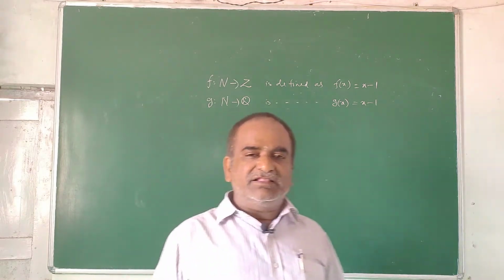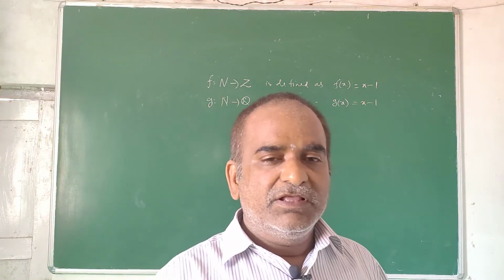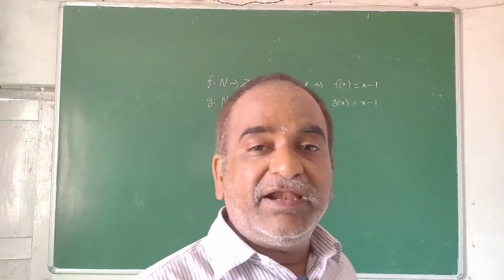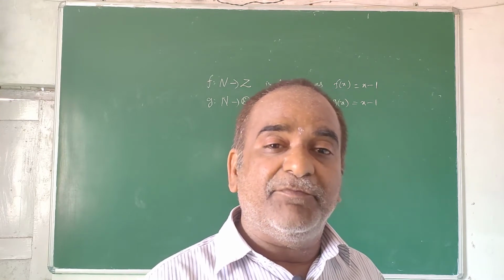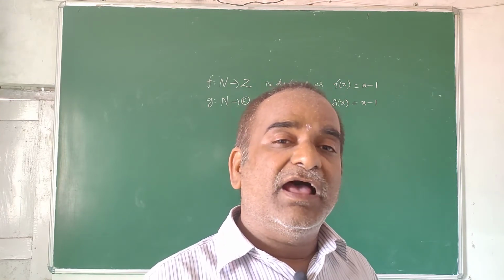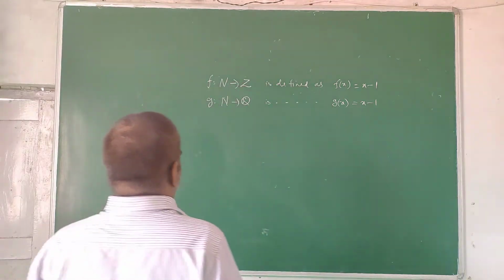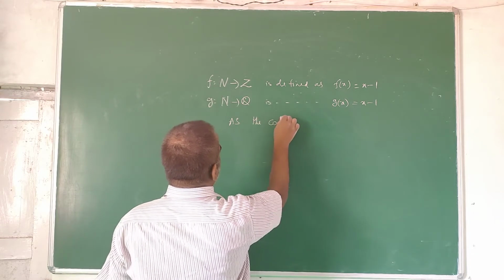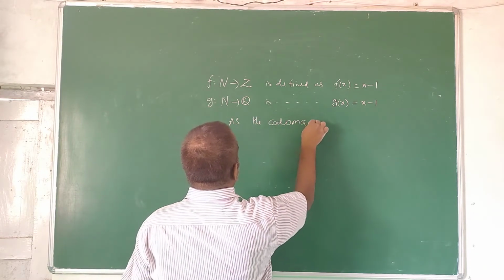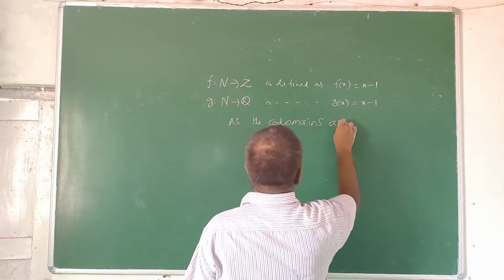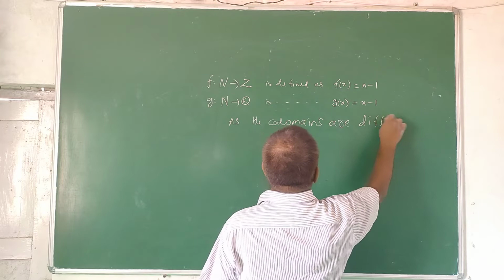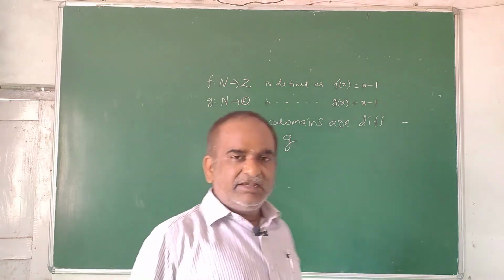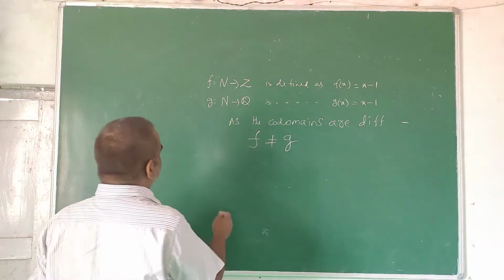Now can you say these functions are equal? No. Here the functions are not equal. What is the reason? They are different in codomains. Rest of the things are same, but they are different in codomain. So as Z is not equal to Q, as the codomains are different, here f is not equal to g. Did you understand? Now let us take another example.